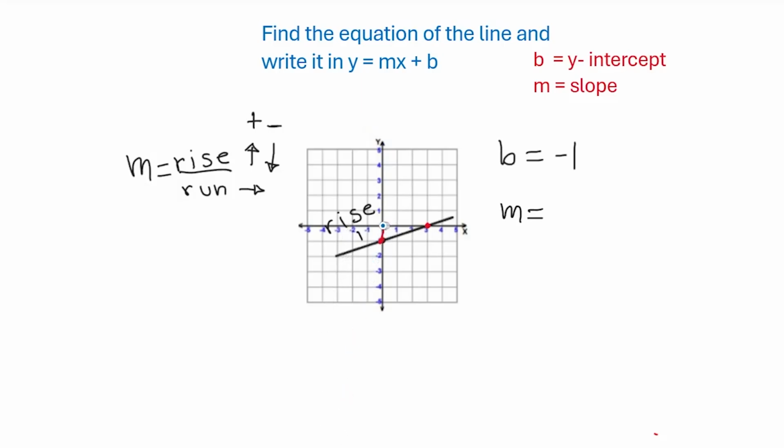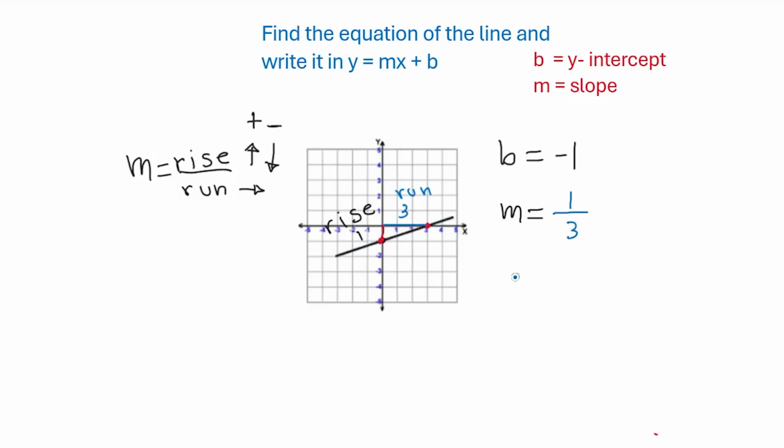And the next step, count the units. How many units do we have to move to the right to get to the point? And I count 3 units. Okay, so this number 3 is the run. You can only move to the right. So this will be the run. The slope, rise, that would be +1 over the run, that would be 3.